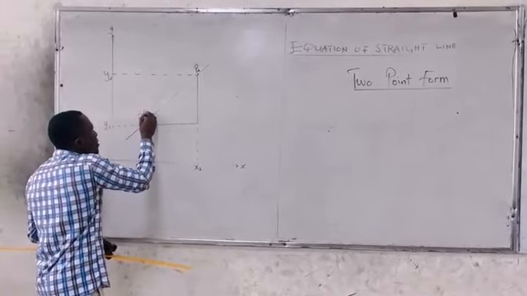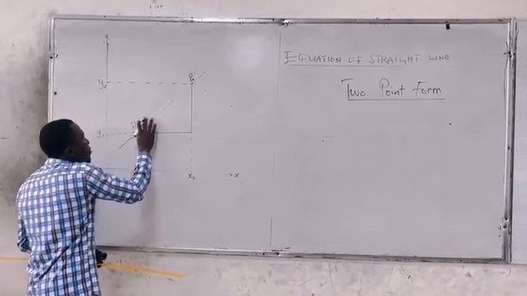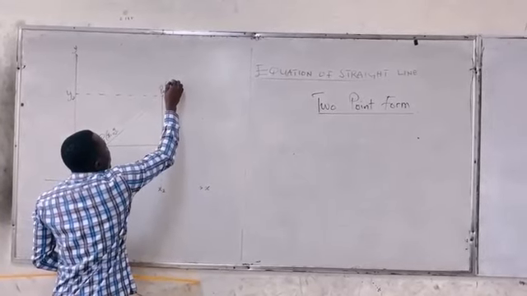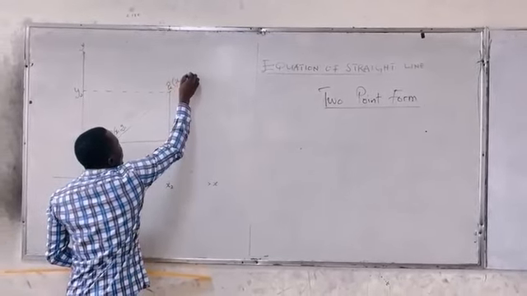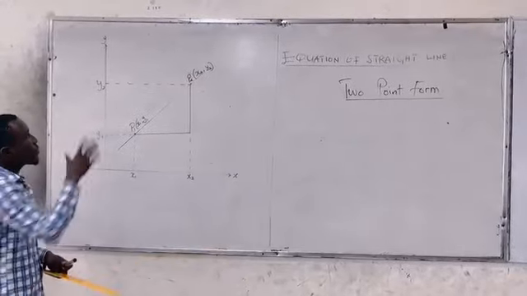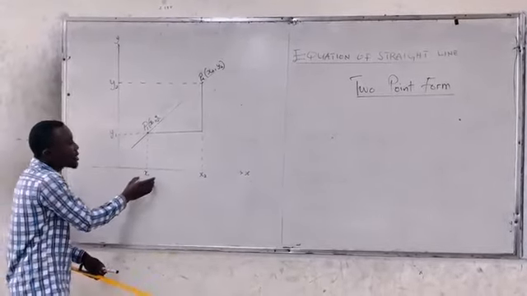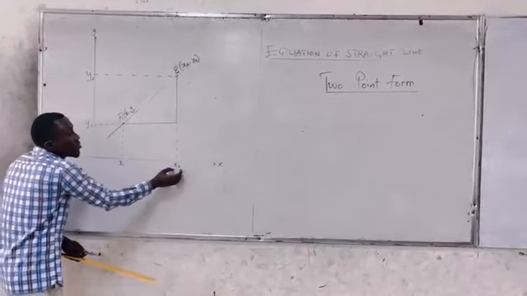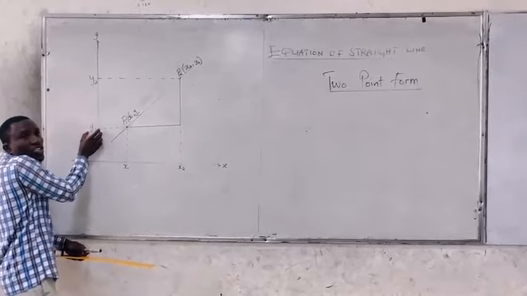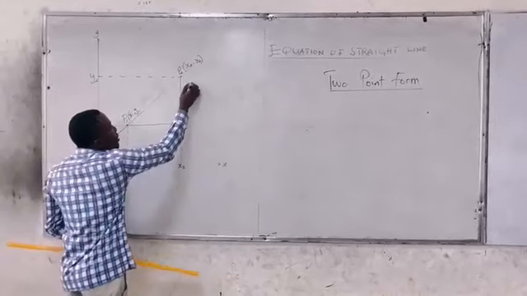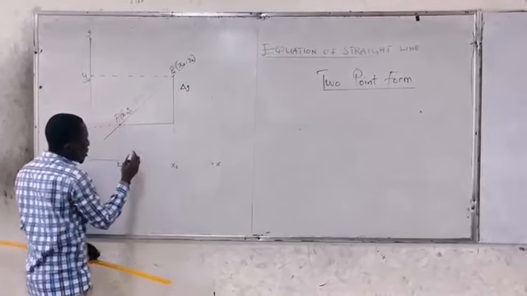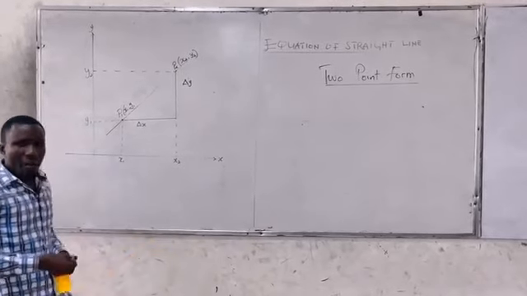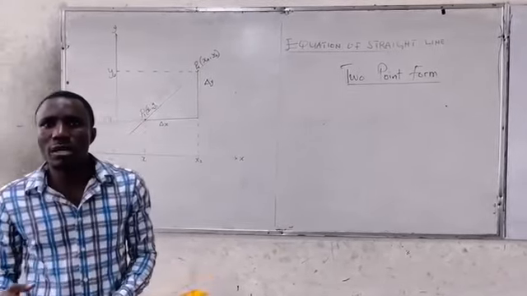So let's say this is x1, y1, and then this is x2, y2. Now when we trace this, it means that at this point, a change in x has occurred. It means that at first the point was here, it has moved to this side. And then from y also, a change has occurred. So this will be change in y, and this is change in x.